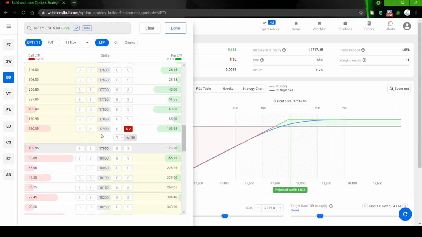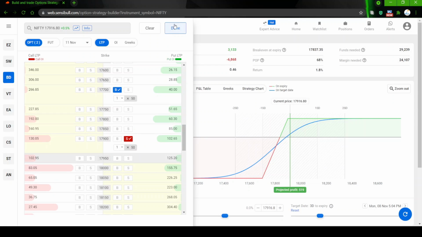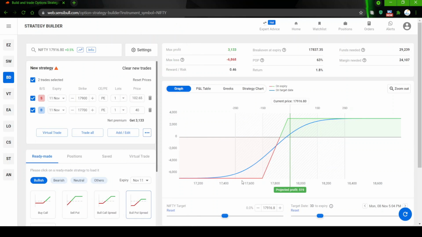So we are going to buy the lower put. 17,900 is what we sold, so we will buy 17,700. So we buy and then click done. So our downside risk is capped at 6,868. To have the downside risk capped, we have left about 2,000 rupees of our profit.